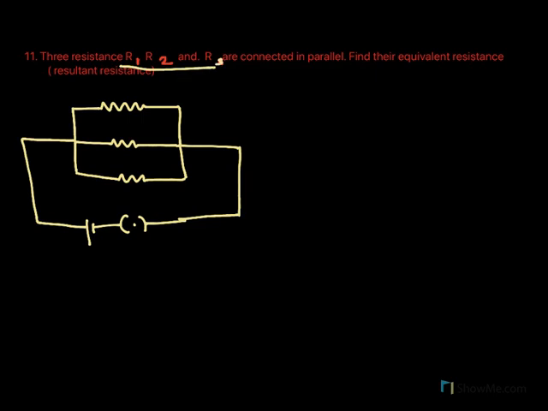Three resistors R1, R2, R3 are connected in parallel. Find the equivalent resistance. So here we have R1, R2 and R3 connected in parallel to a battery V. When the current reaches this point, it is going to break up into 3 parts: I1, I2 and I3. This is the main current I. So we know that I equals I1 plus I2 plus I3.